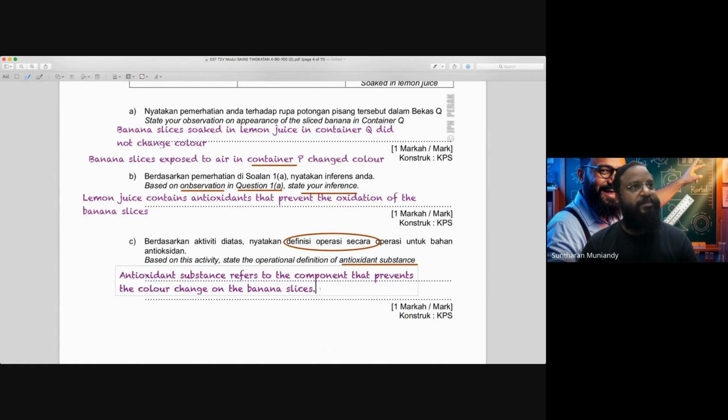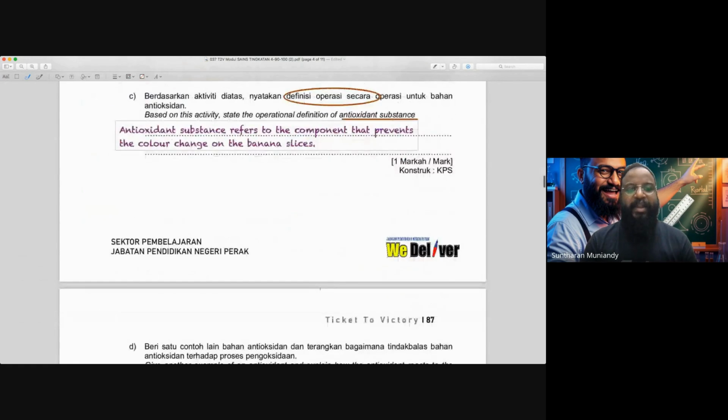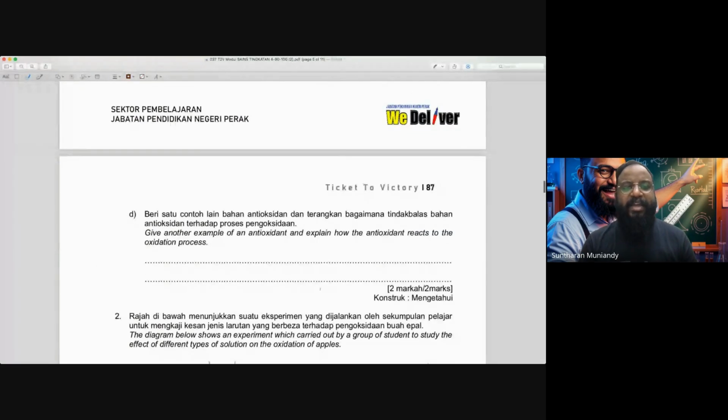Got it? Okay, next one. Give another example of an antioxidant and explain how the antioxidant reacts to the oxidation process. Okay, you can write down vitamin E, lutein, beta-carotene.